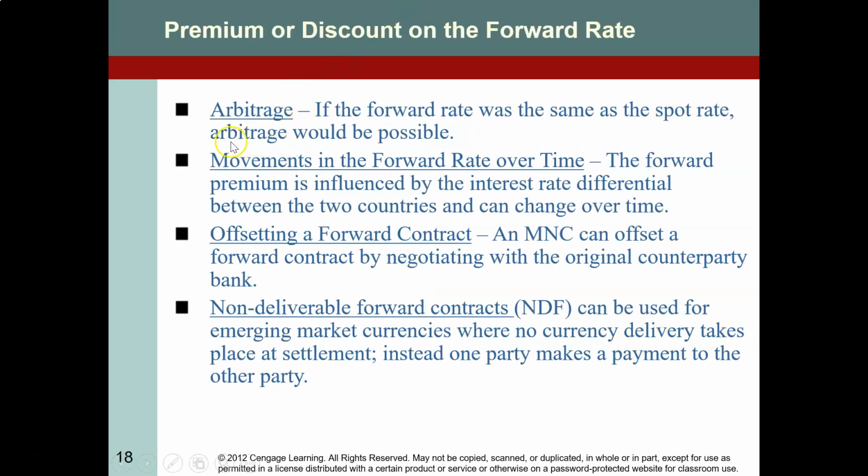Okay, we can also use forward contract to arbitrage. If the forward rate was the same as the spot rate, arbitrage would be possible. Movements in the forward rate over time: the forward premium is influenced by the interest rate differential between the two countries and can change over time. Offsetting a forward contract: an MNC can offset a forward contract by negotiating with the original counterparty bank. Non-deliverable forward contracts, NDF, can be used for emerging market currencies where no currency delivery takes place at settlement. Instead, one party makes a payment to the other party.